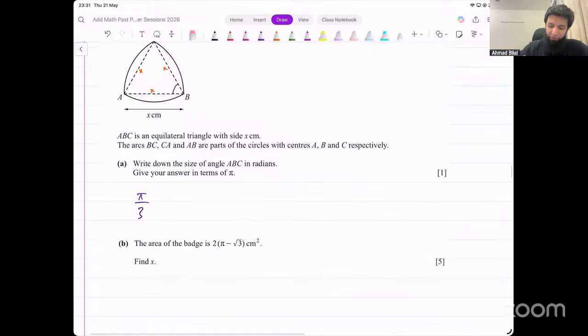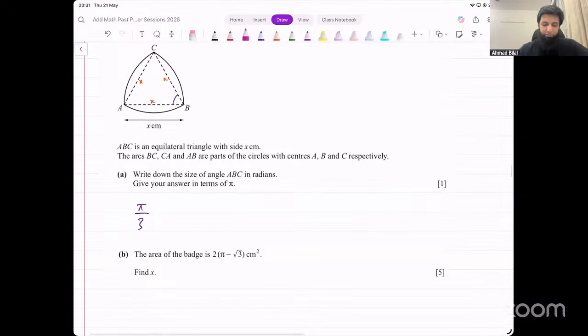Now they're saying the area of this badge is this. Find the value of x given that. Okay, so to find the value of x, what we can do is we can find the area and equate it to this, and that should give us the value for x. Now we have to plan how to find this area. Which areas do we need to calculate and add up together to get the total area of this badge? One is a triangle in the middle. So we have to find the area of this triangle. That's one thing that we need to do.